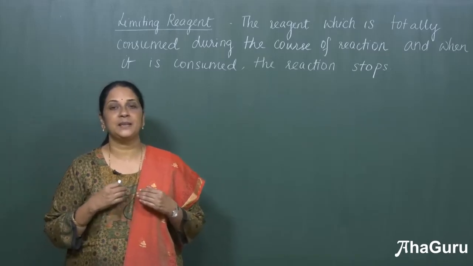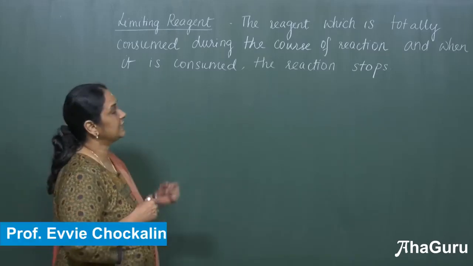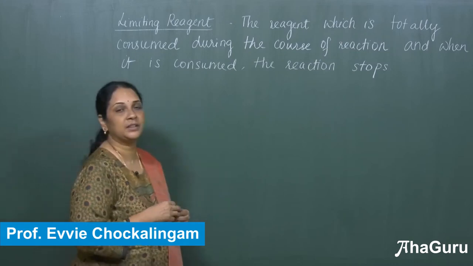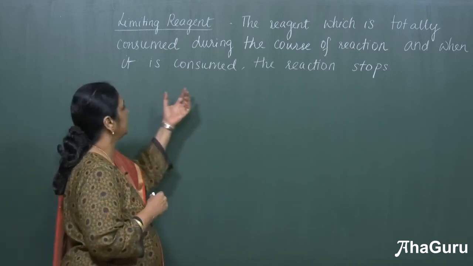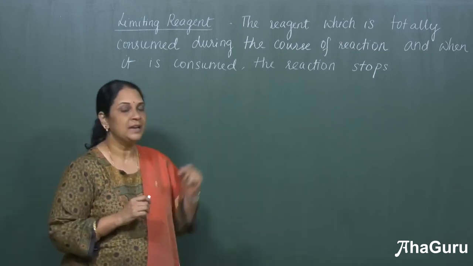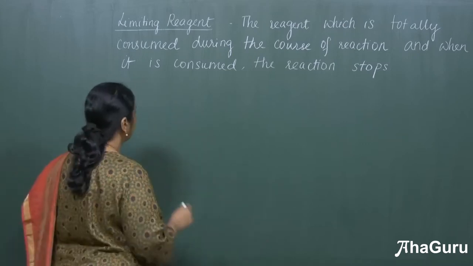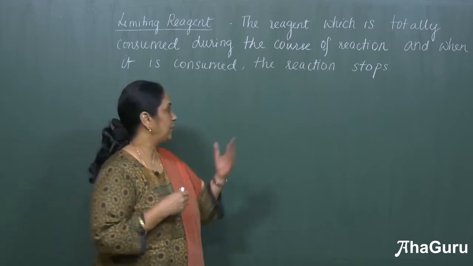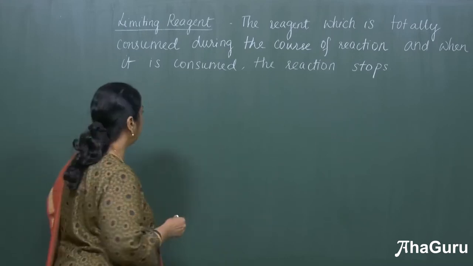Let's see now what is a limiting reagent. The reagent which is totally consumed during the course of the reaction, and when it is consumed the reaction stops. Let me show this with an example. Suppose let us see the preparation of ammonia using the Haber's process.